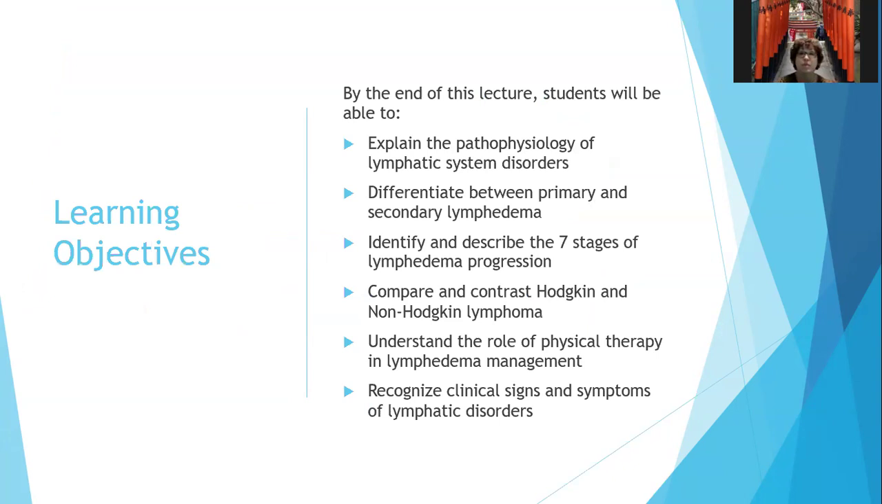So you should be able to explain pathophysiology of lymphatic system disorders, differentiate between primary and secondary lymphedema, identify and describe 7 stages of lymphedema progression. We're just going to mostly talk about the first 4 stages because that's what you usually see in the clinic, and briefly mention the other 3. We're going to look at lymphoma. So the 2 main lymphatic disorders that we're talking about are lymphedema and lymphoma. With lymphoma, there are 2 different types, Hodgkin and non-Hodgkin, and we'll see what the difference is.